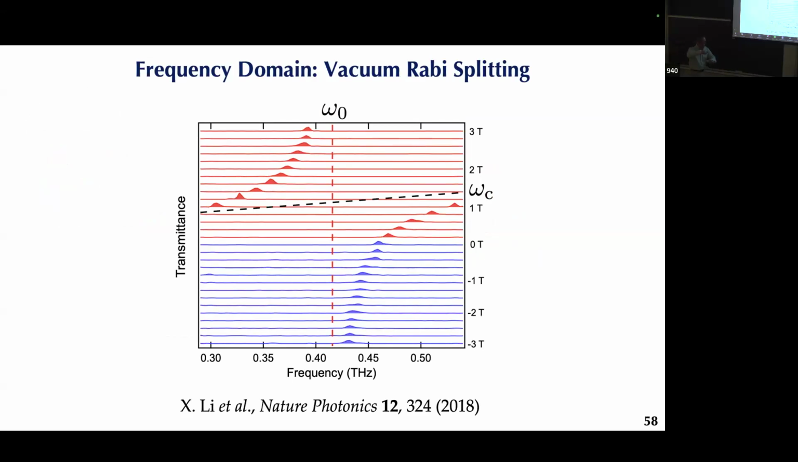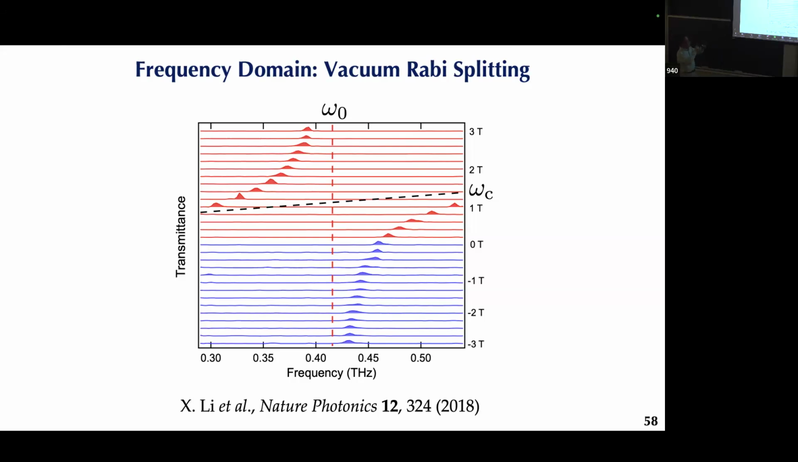All these traces are vertically offset intentionally to show you the evolution of the two polariton modes as a function of magnetic field. This is the upper polariton mode, this is the lower polariton mode. Omega naught is the cavity frequency, which is constant as a function of magnetic field. Omega C is the cyclotron frequency, which is the matter frequency, which is changing linearly with the magnetic field.